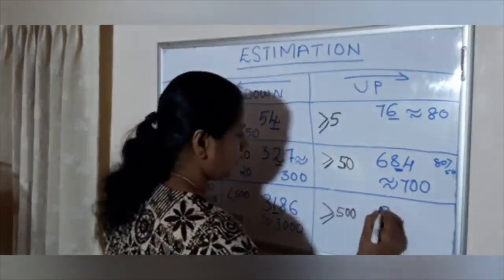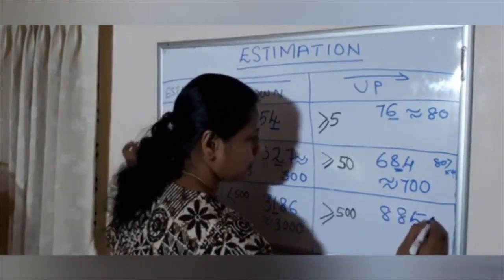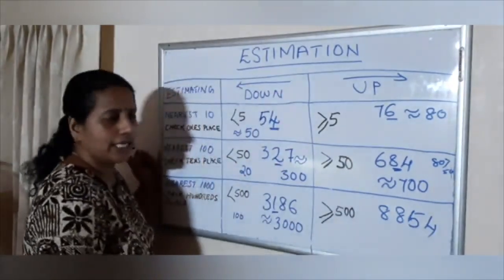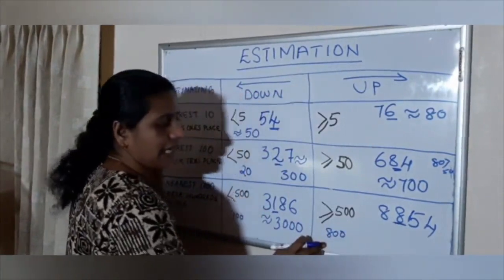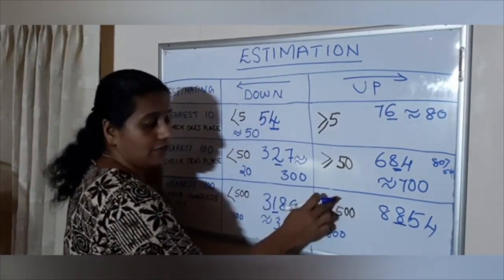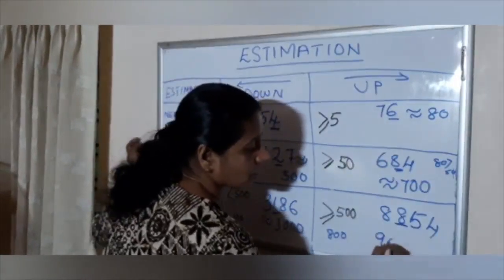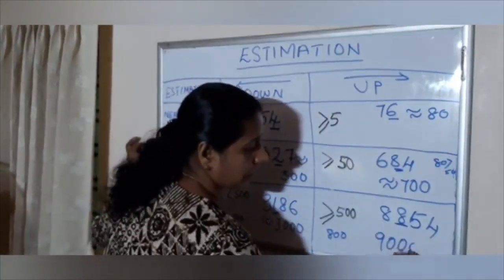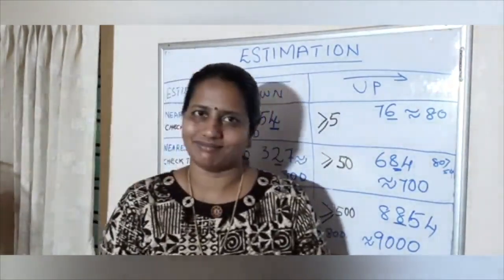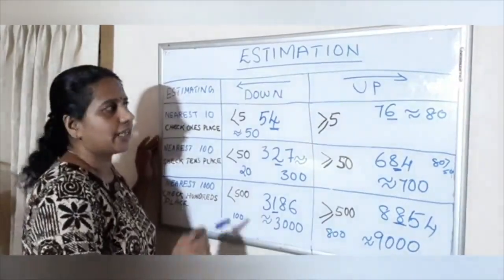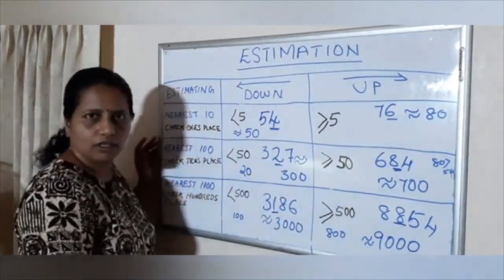Then another example, 8454. Here the hundreds place is 8 and the place value is 800. 800 is greater than 500, so we round up, so the estimated value is 9000. Okay, clear? Good. So take your notebook and copy it in your notebook.